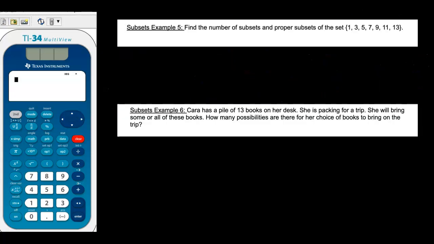So in example 5, it says find the number of subsets and proper subsets of the set with 1, 3, 5, 7, 9, 11, and 13. So we have 7 elements. So n equals 7. You can imagine if you were going to sit and list out all the subsets, it would take a long time. I mean, you could have 1, you could have 3, you could have 1, 3, 7. You could have any combination of these numbers, including the empty set. You would be here a long time. So we're not going to do it that way.